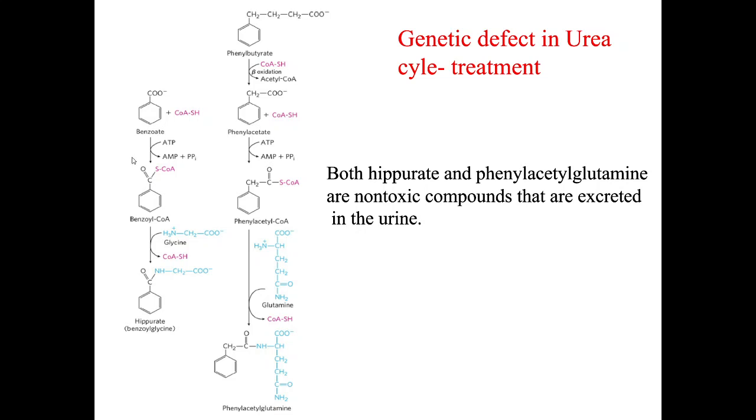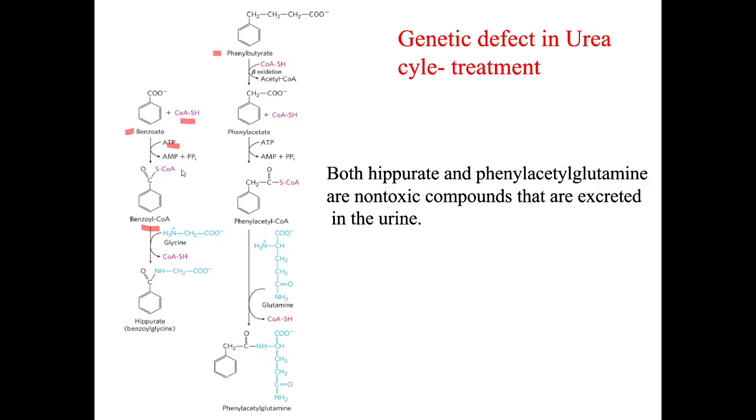We can give benzoate or phenylbutyrate to this patient. Let's see what is happening with the benzoate. This is a benzoate molecule plus CoASH. With the ATP molecule, it gets converted into benzoyl CoA. So from benzoate, CoASH and ATP, we are getting benzoyl CoA.